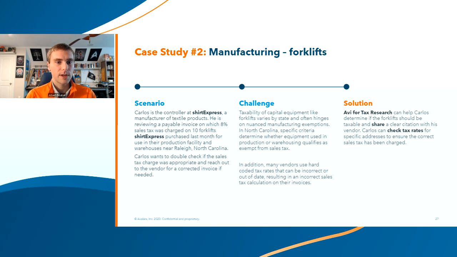He's reviewing a payable invoice on which 8% sales tax was charged on 10 forklifts. Shirt Express purchased those forklifts last month for use in a production facility and warehouses near Raleigh, North Carolina. He wants to double check if the sales tax was appropriate and if the rate was correct. So let's take that question and let's see if Avi can help us with that one too.